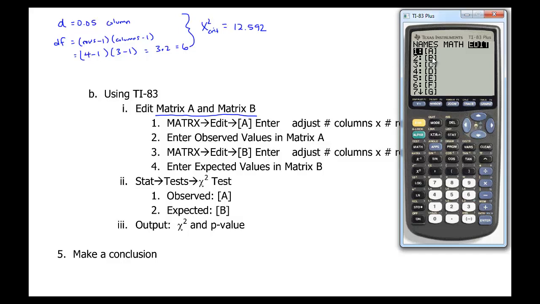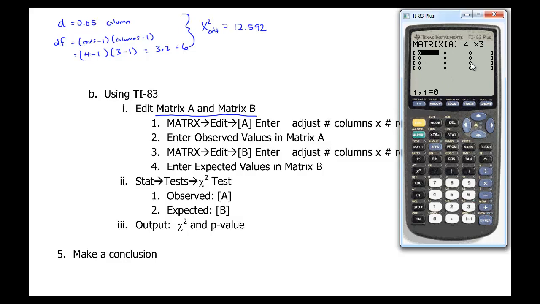Those are the names that are already in the chi-squared test: A is for your observed values and B for your expected values. So as long as you just keep using matrix A and matrix B, you don't have to learn how to change the names in the chi-squared function. So we're going to edit matrix A, so just hit enter. And then it wants to know how many rows and columns. Rows is the first number. We had 4 rows. And the second number is number of columns, and we had 3 columns.